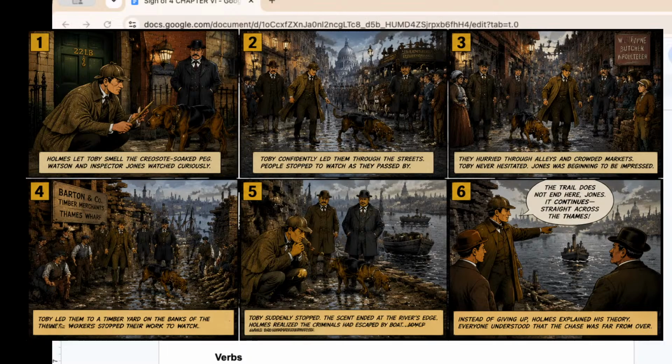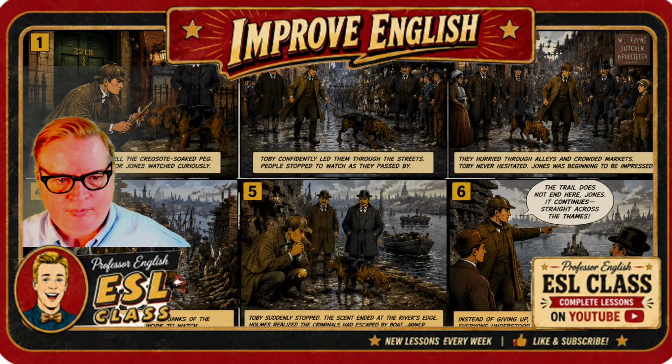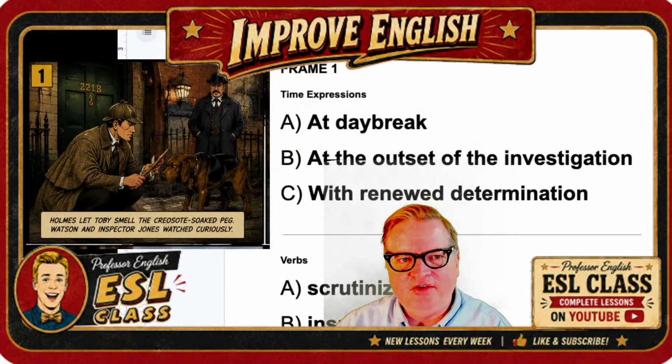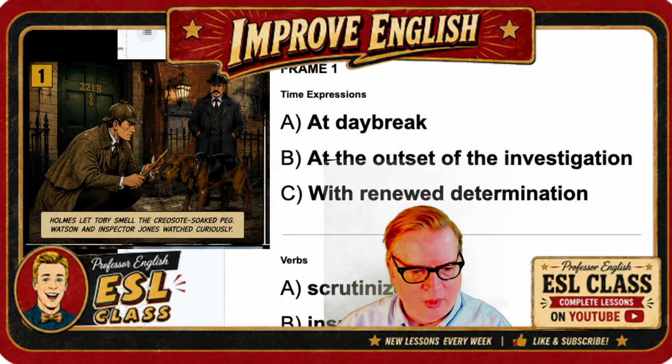And instead of giving up, Holmes explained his theory. Everyone understood that the chase was far from over. Okay, so everyone understood the chase was not really over. The chase was not finished. It's just started. Okay, so let's move to frame number 1.